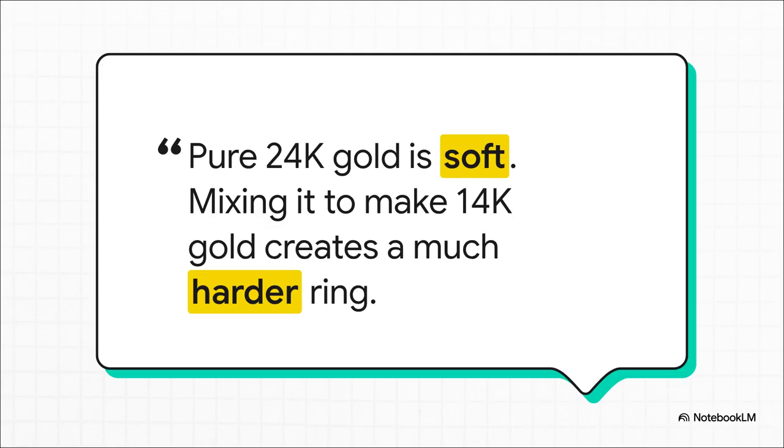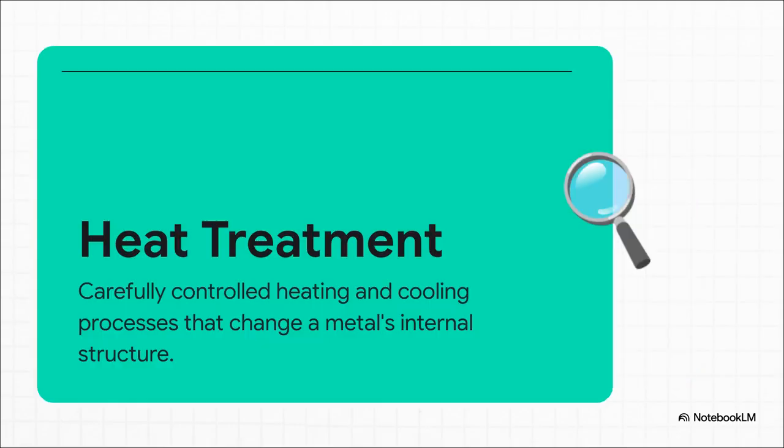So to make it strong enough for a ring you can wear every day, jewelers mix it, or alloy it, with other metals like copper and silver. That's how you get 14-karat gold, a much harder, more durable material. That's alloying. Now, besides just mixing things together, engineers also cook metals. This is called heat treatment.